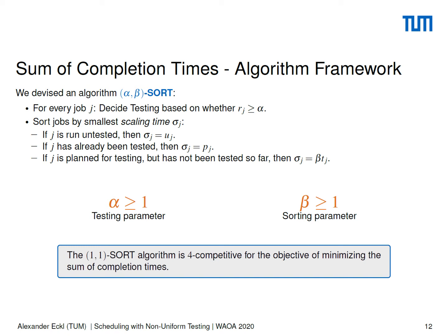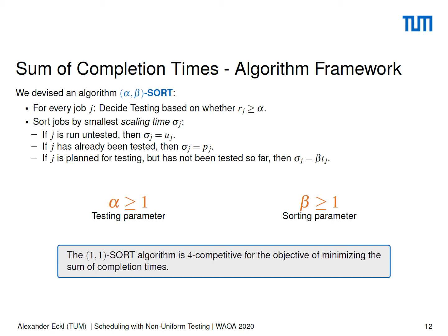If a job j is run untested in the algorithm or has already been tested by the algorithm, then the scaling time is just the time necessary to schedule the next step of the job. But on the other hand, if j is planned for testing but has not been tested so far, then the scaling time is actually equal to beta times tj, where beta is the second parameter. So we have two parameters in our algorithm that correspond to the two main decisions the algorithm has to make in our problem. The testing parameter alpha decides whether or not a job is tested. The sorting parameter beta artificially lowers the relevance of testing in the ordering of the algorithm.